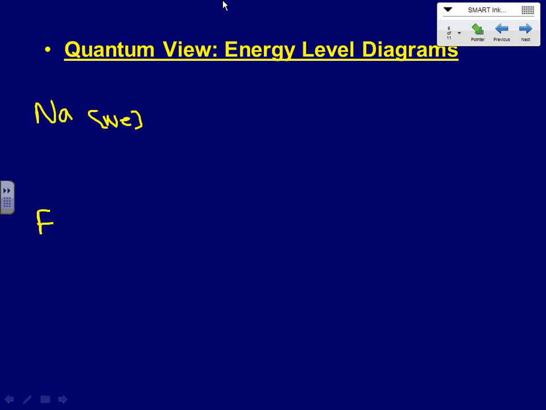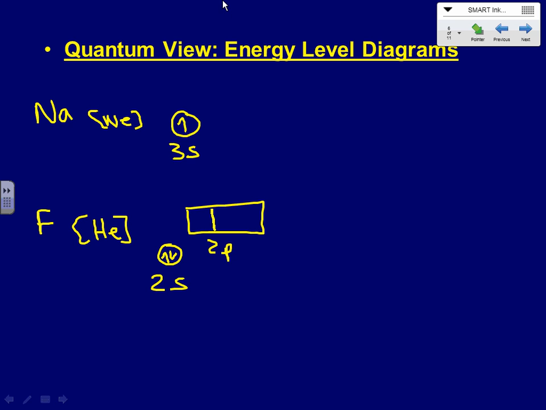So our square brackets have different meanings depending on where you're using them. And if we go ahead from our neon, we get to, what is it, a 3s? We get to a 3s, and it's got 1 electron in it. And so there is our energy level diagram for sodium. For fluorine, we're going to go back to helium, He, and that brings us then to 2s, which we can see is full, all right? And it also then brings us across to 2p, which has 1, 2, 3, 4, 5 in the p. And there's our 7 valence electrons.